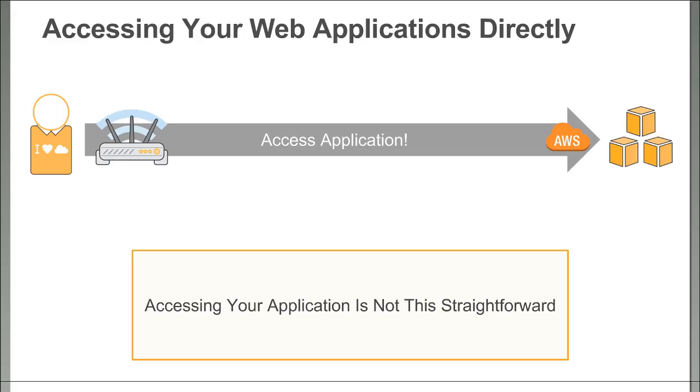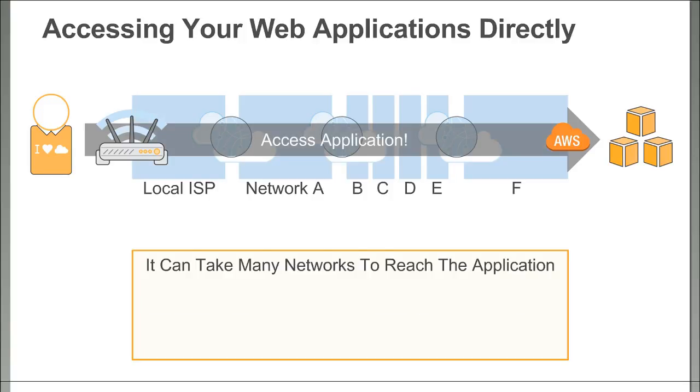So let's talk about accessing your web applications and what accessing those web applications directly looks like. So it may seem simple. You may have a user here on the left who's connecting via some kind of wired or wireless router and accessing the application that's hosted within AWS. Well, accessing applications really isn't quite this straightforward. There's a lot to it.